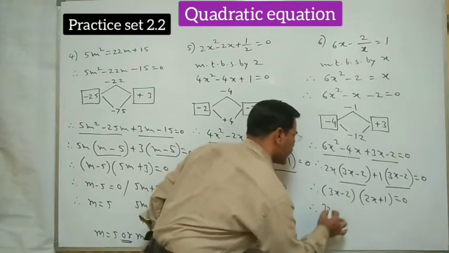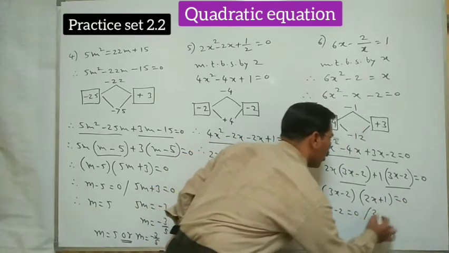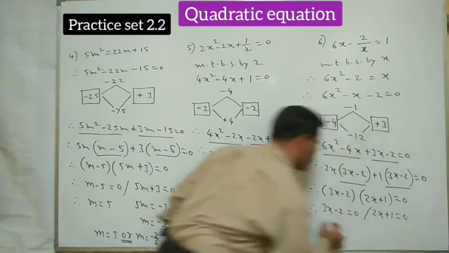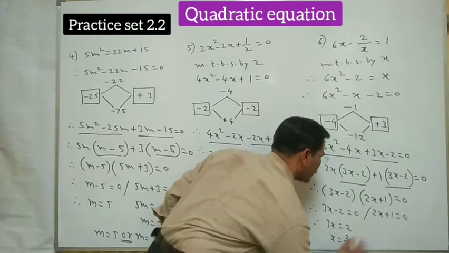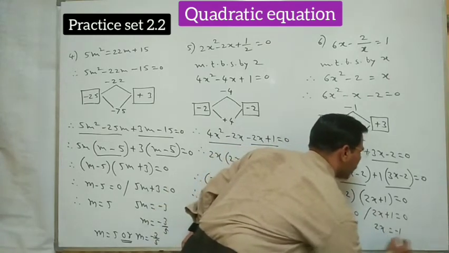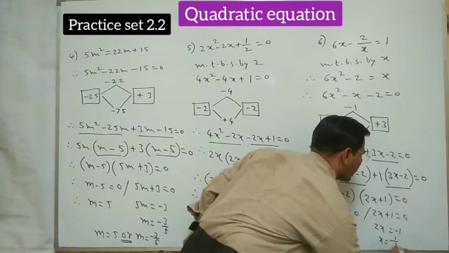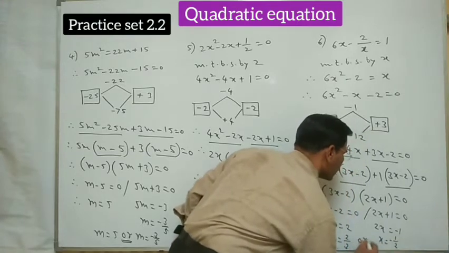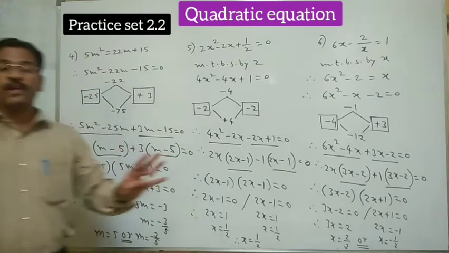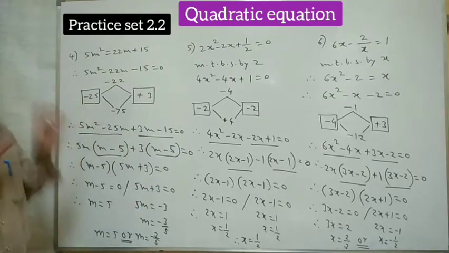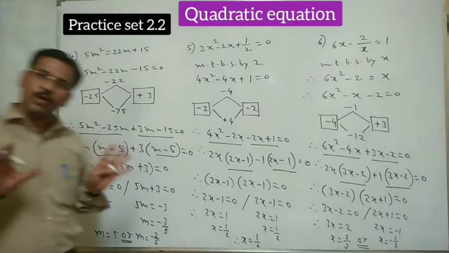Here it is 3x minus 2 equal to 0 or 2x plus 1 equal to 0. So 3x equal to 2, x equal to 2 by 3. That side, 2x equal to minus 1, x equal to minus 1 by 2. These are the roots. Understand friends? Like this we can solve. These are very, very important examples. Okay friends?